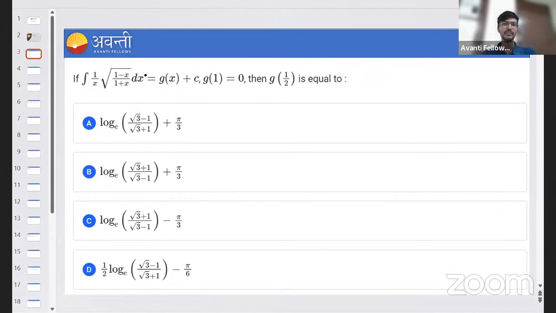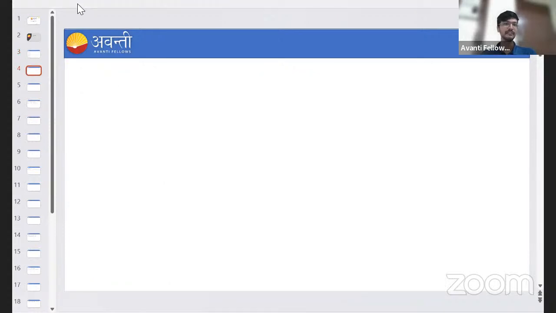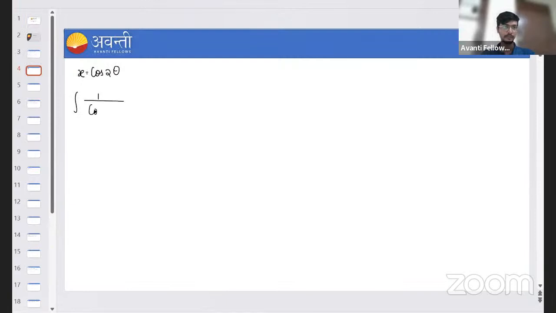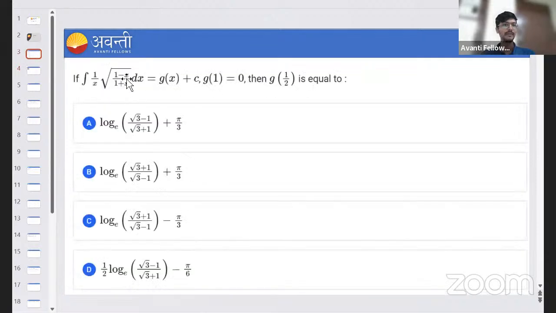What we can do here is, this is a standard substitution, if you remember. For 1 minus x upon 1 plus x, in such cases, we substitute x equals cos 2 theta. So, my integral will become the integration of 1 upon cos 2 theta into under root of (1 minus cos 2 theta) upon (1 plus cos 2 theta). Correct?